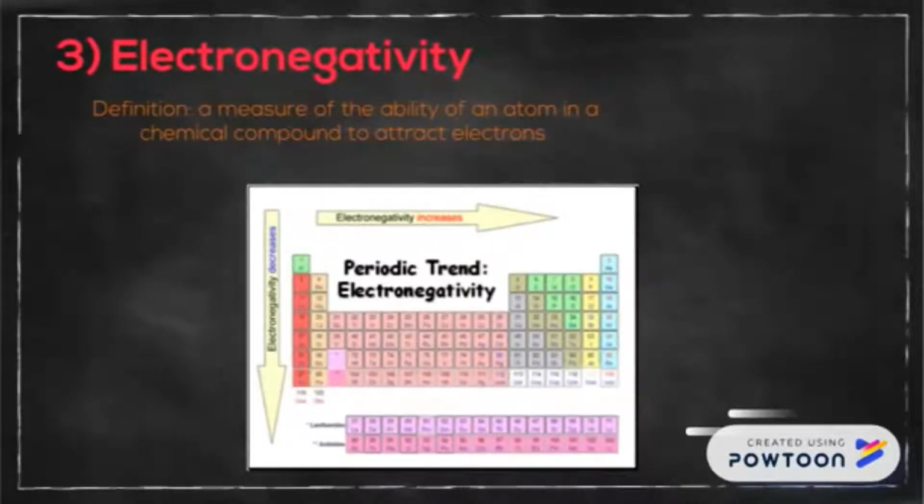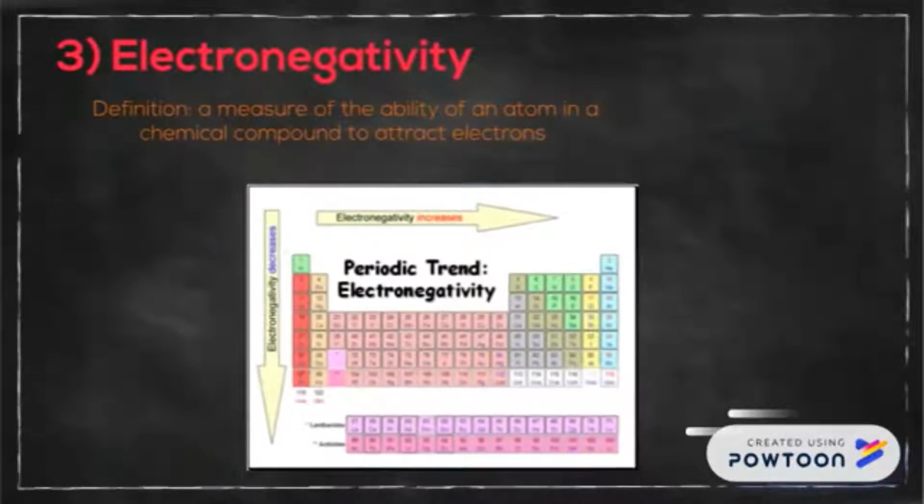Electronegativity decreases as you move down a group because of the nucleus's pulling power on the valence electrons, which makes it harder for new valence electrons to join the outer shell. Electronegativity increases as you move across a period.